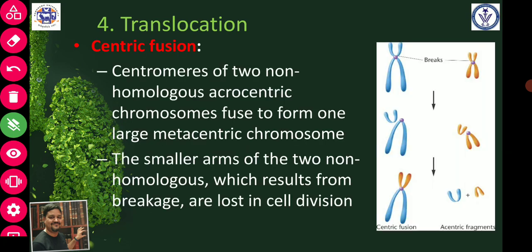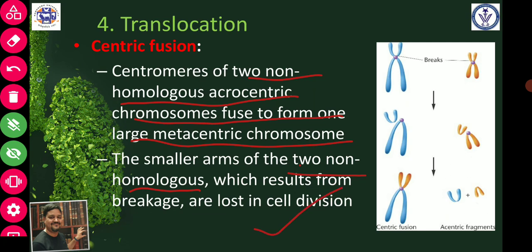So the centromeres of two non-homologous acrocentric chromosomes fuse to form a large metacentric chromosome. So what will happen? Two acrocentric chromosomes will come together and fuse to form one large metacentric chromosome. But the thing is that there will be two centromeres. The smaller arms of the non-homologous chromosomes, which result from breakage, are lost in cell division.